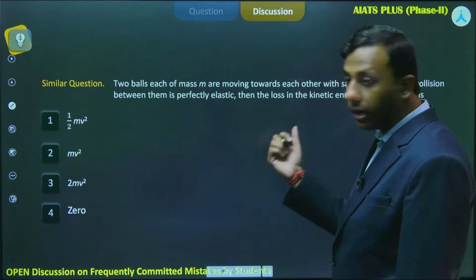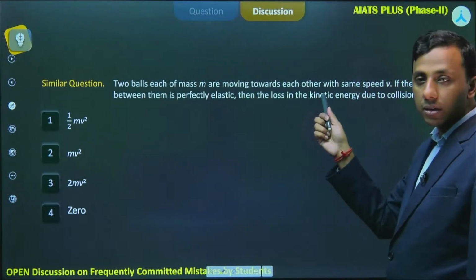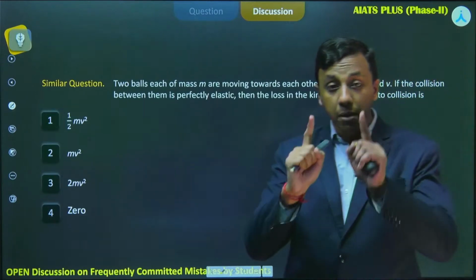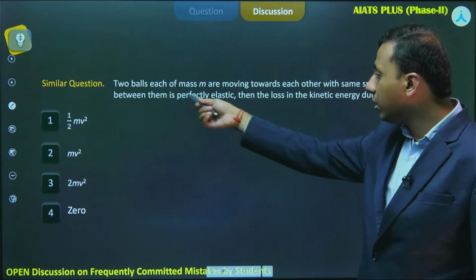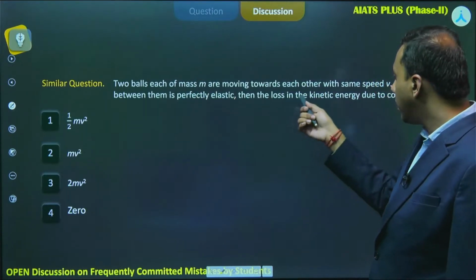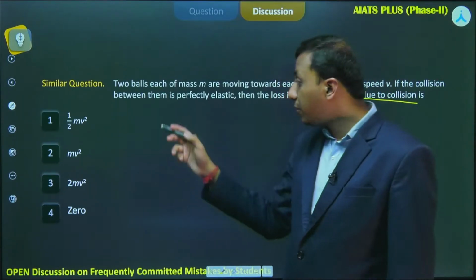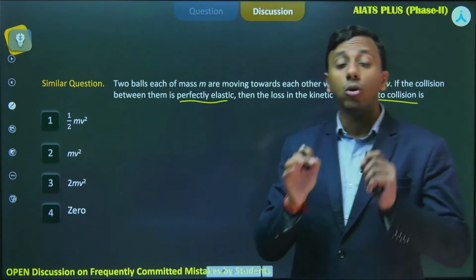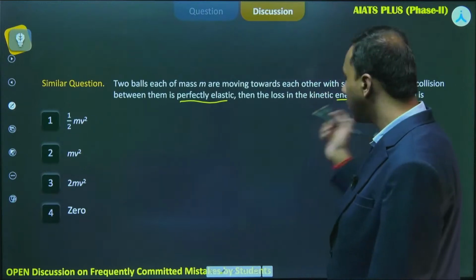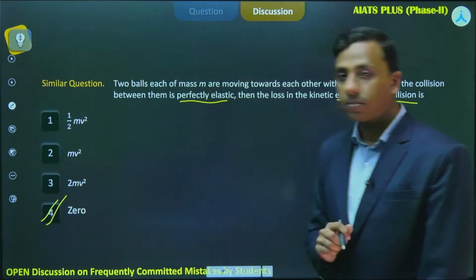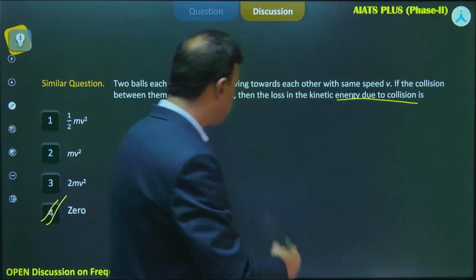Very well. Now see this question. Two balls of mass m are moving towards each other with the same speed v, same mass and same speed. Like this they are moving, and the collision is happening. It is a perfectly elastic collision. Then they are asking for the loss in kinetic energy due to the collision. Just now we studied, right? If it is perfectly elastic, there will be no loss of kinetic energy. So the answer is straight away 0. And remember, e is equal to 1. Just some additional information.